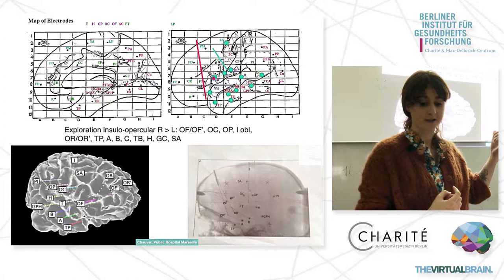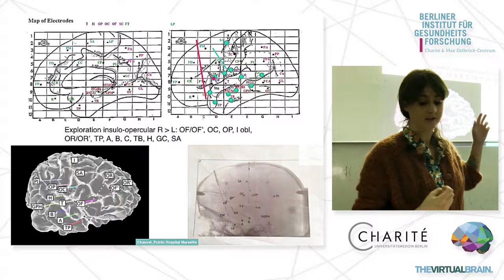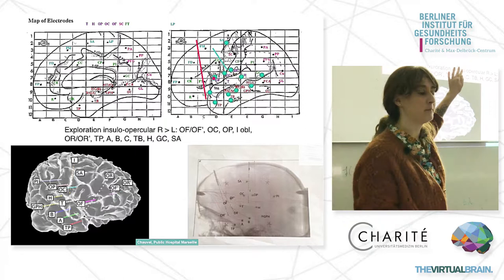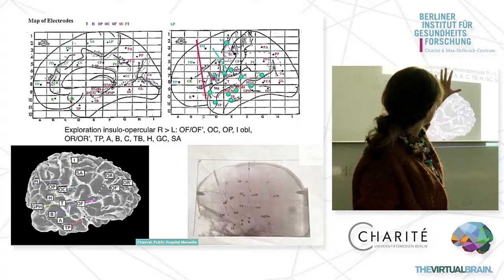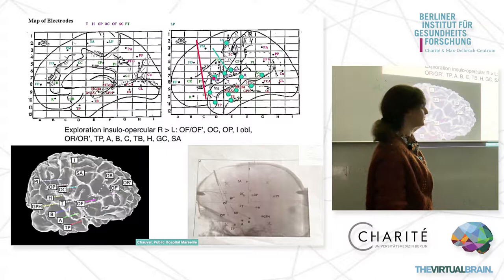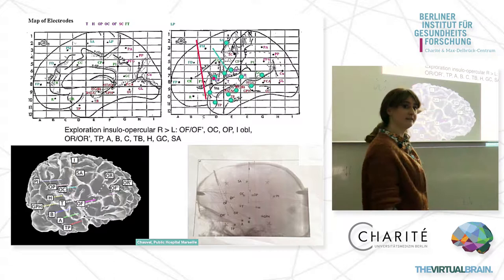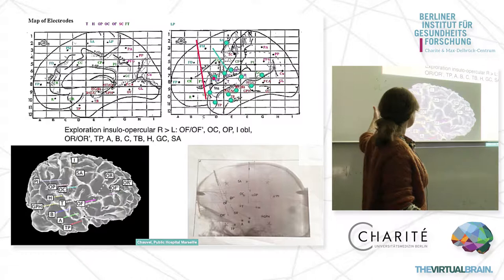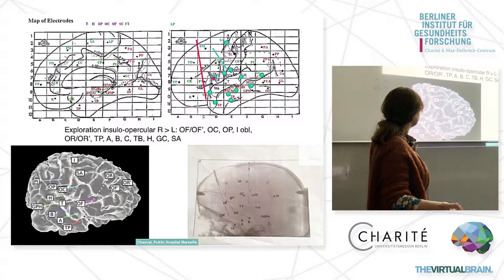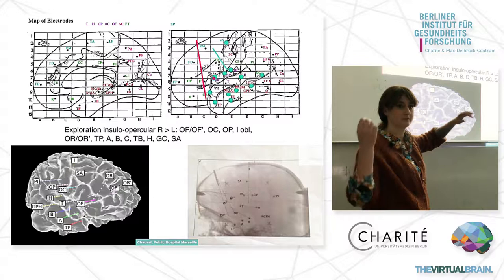So as you see, on the top is the pre-operative plan of the implantation of the electrodes. And on the bottom is the reconstruction with The Virtual Brain. Using the coordinates of the electrodes, we are able to place them on our virtual brain. And here is a post-operative MRI of the patient with the electrodes inside.